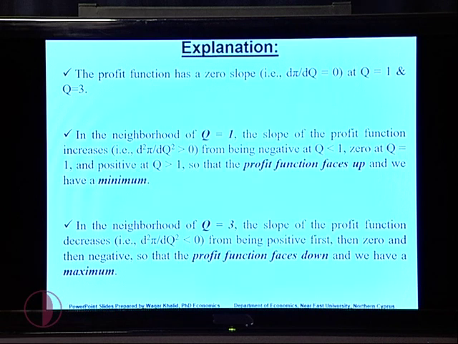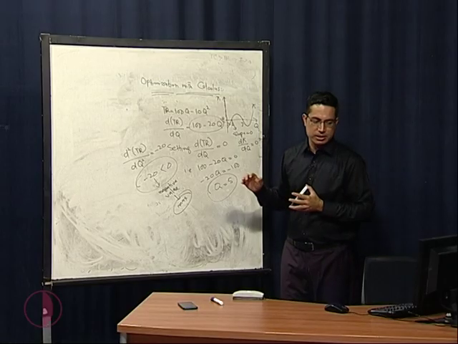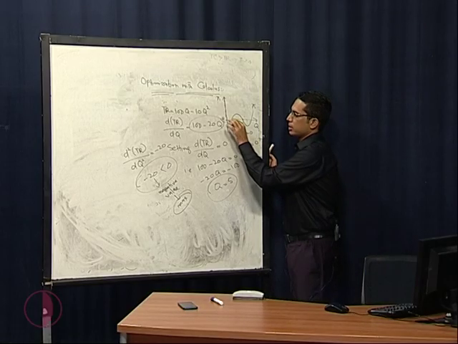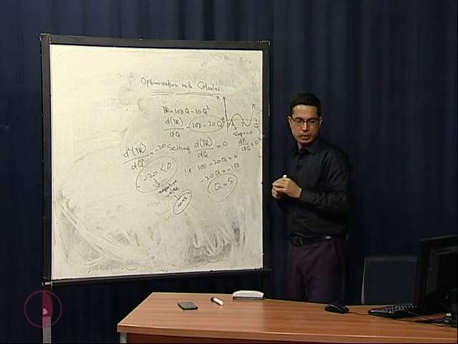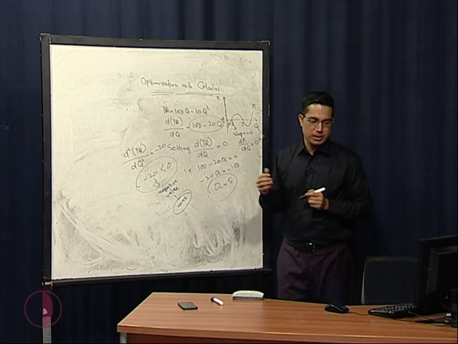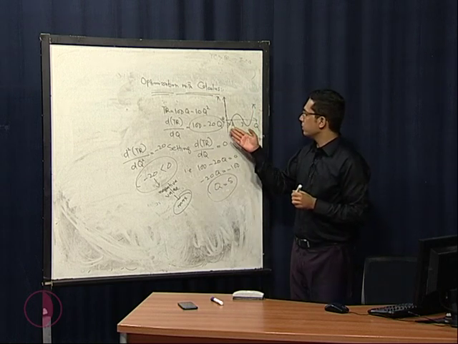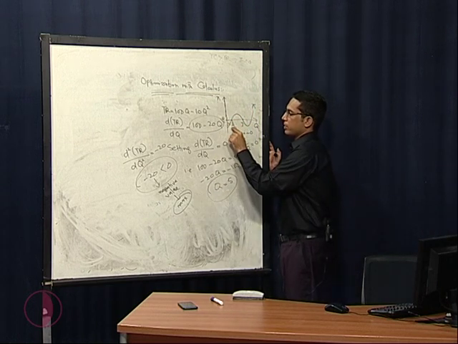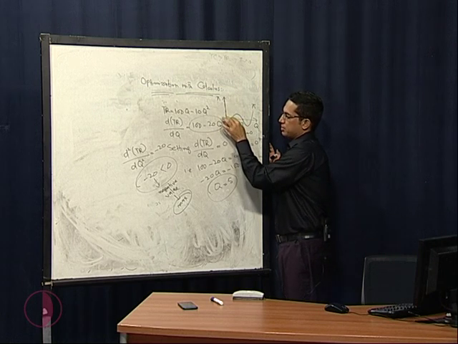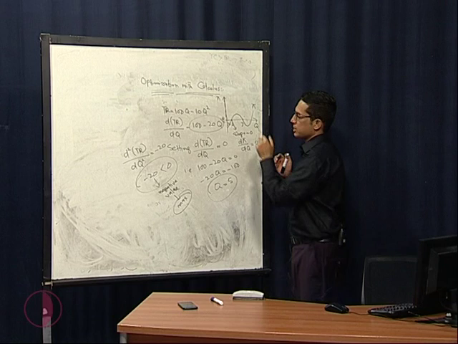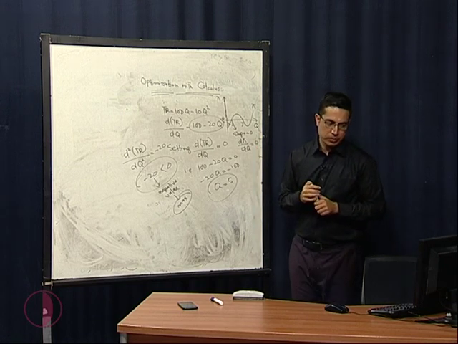In the neighborhood of Q equal to 1, in this area, the slope of the profit function increases from being negative when Q is less than 1. It increases, reaches 0, then positive. So the profit function faces up, and we have a minimum. Here negative, 0 and positive. So the profit function is minimum at Q equal to 1.